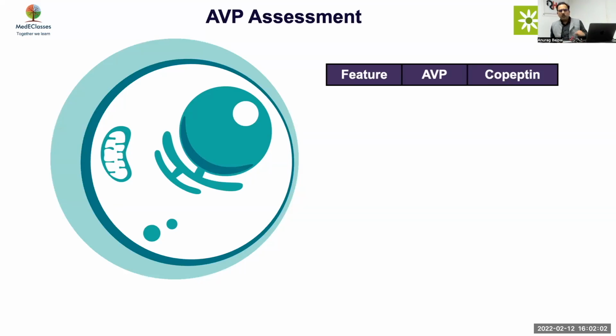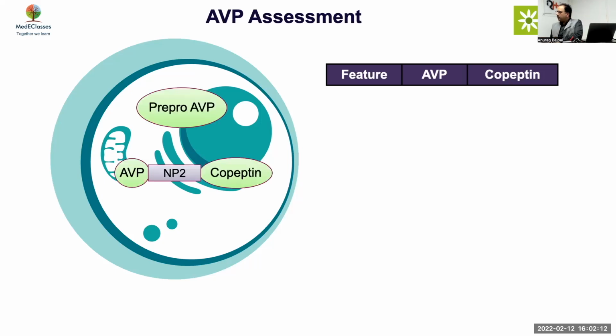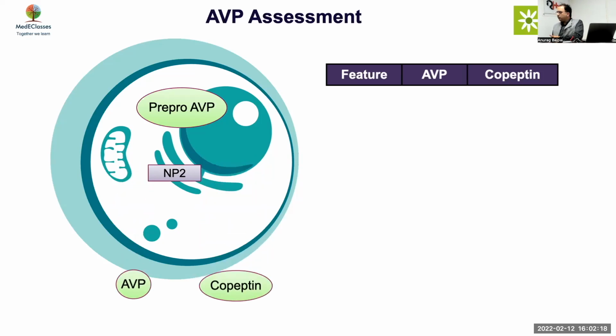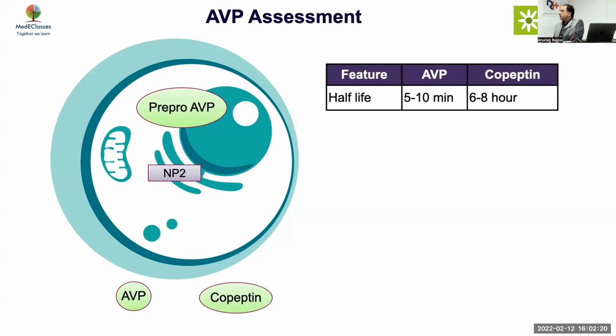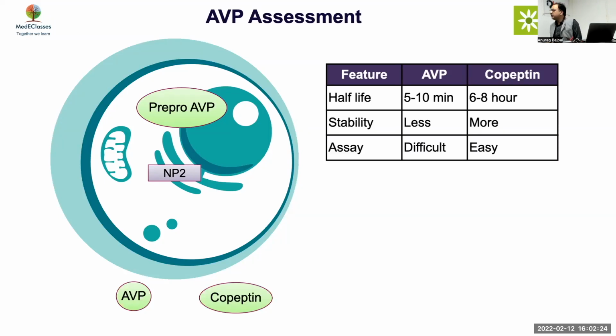So now a new modality by which you can easily differentiate the entity is AVP. For that, co-peptin is just like C-peptide for AVP. Co-peptin is basically a product from pre-pro AVP. We said you have AVP, neurophysin 2 and co-peptin, in equimolar amounts. It has a longer half-life, is more stable, and you can measure it easily.